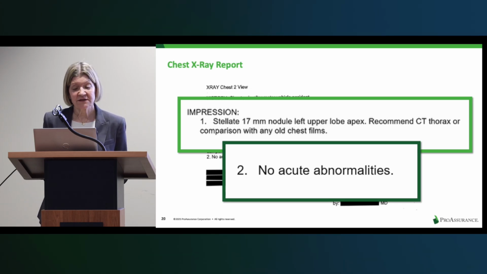Let's take a look at the radiologist's final chest X-ray report from the car accident ED visit. The radiologist identified a 17-millimeter nodule in the left upper lung and recommended further evaluation with a CT scan or comparison with prior films, and no acute abnormalities.